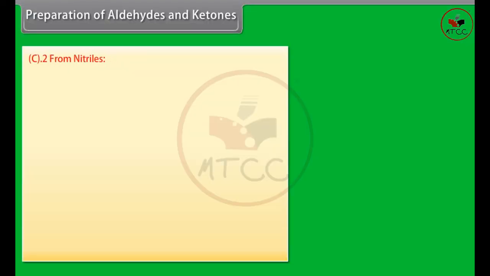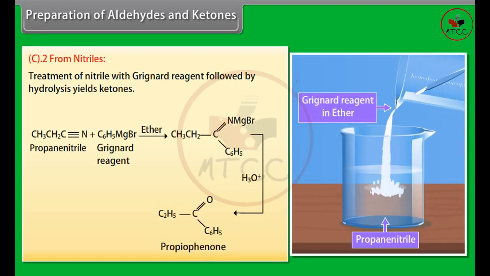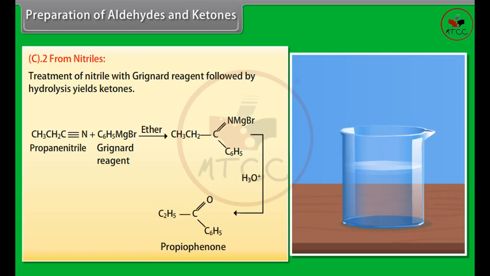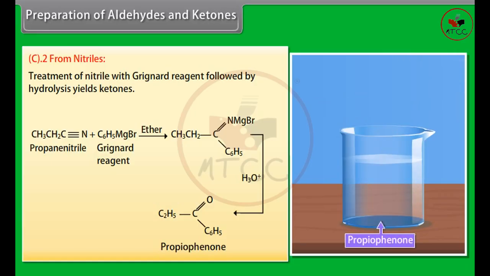Preparation of aldehydes and ketones from nitriles. Treatment of nitrile with Grignard reagent followed by hydrolysis yields ketones. Grignard reagent in ether reacts with propanenitrile to form an intermediate, and then upon hydrolysis it gives propiophenone.